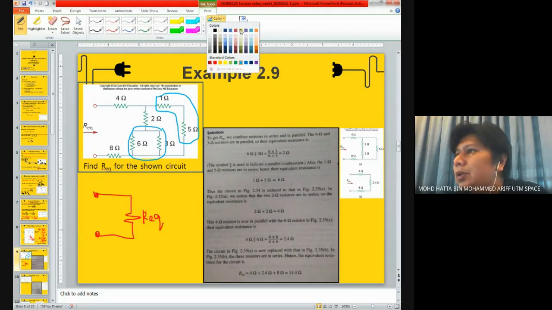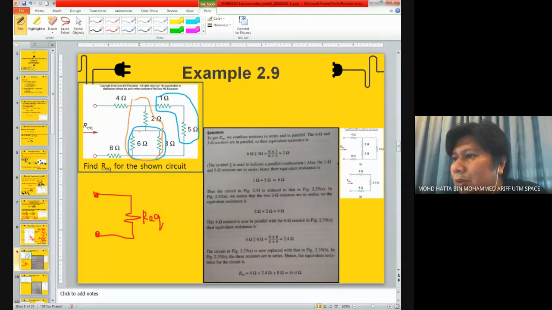if you look at this, change it to orange, at this particular branch, okay, if we try to simplify these two resistors, it will lead us to a resistor with a value of 2 ohm, and this 2 ohm is basically in series with the 2 ohms which appears on top of it. So now these two are actually in series. You can combine them, and you will get this 4 ohm resistor, and if you look closely, this 4 ohm resistor is in parallel with this 6 ohm resistor.